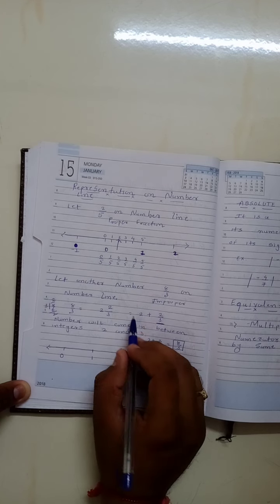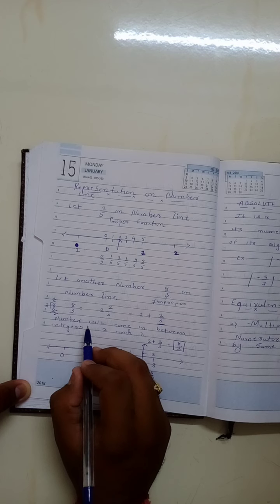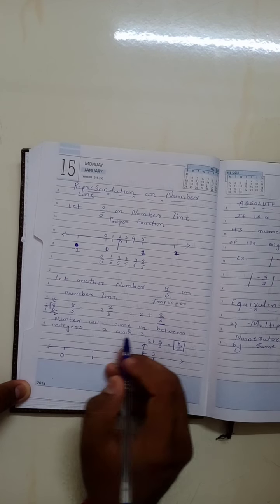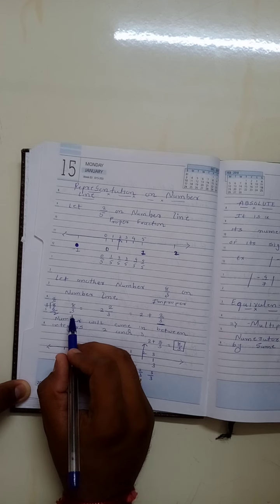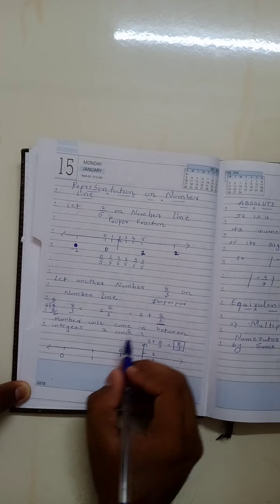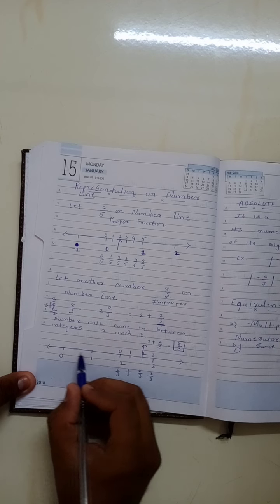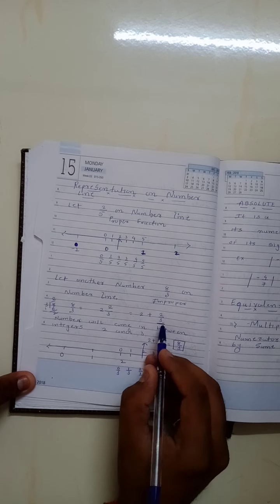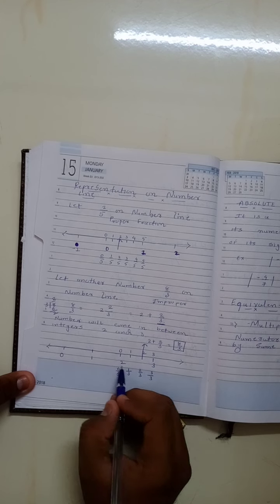So from this we know that the number 8 upon 3 will come in between the integers 2 and 3. From this we know that 8 upon 3, equal to 2 plus 2 by 3, will come between 2 and 3. So right now, first of all we draw the number line. As we know, the number is between 2 and 3, so we will consider only this part, 2 to 3.